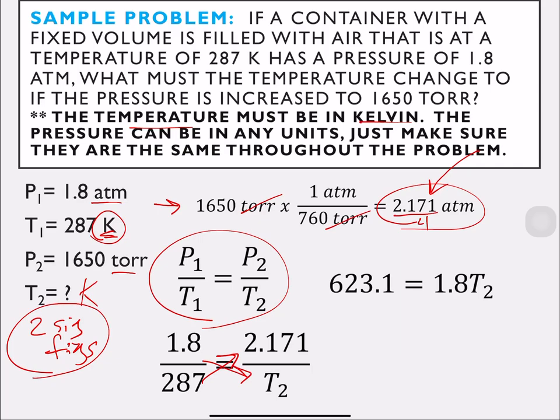So 2.171 times 287 gives me a long number, and again, notice I rounded it to 4 sig figs. We're going to divide both sides by 1.8 to isolate our variable of T2, giving us our final answer to two significant figures. T2 equals, say what you're solving for, round your answer to sig figs and place units on the end. Now, notice there is no decimal here. That would make it three significant figures. It's just the 350, so it's 2.